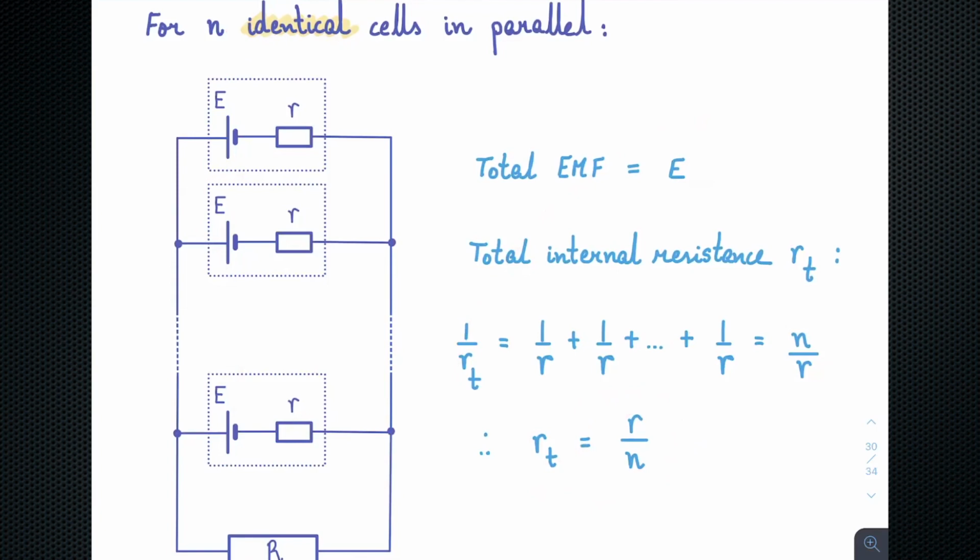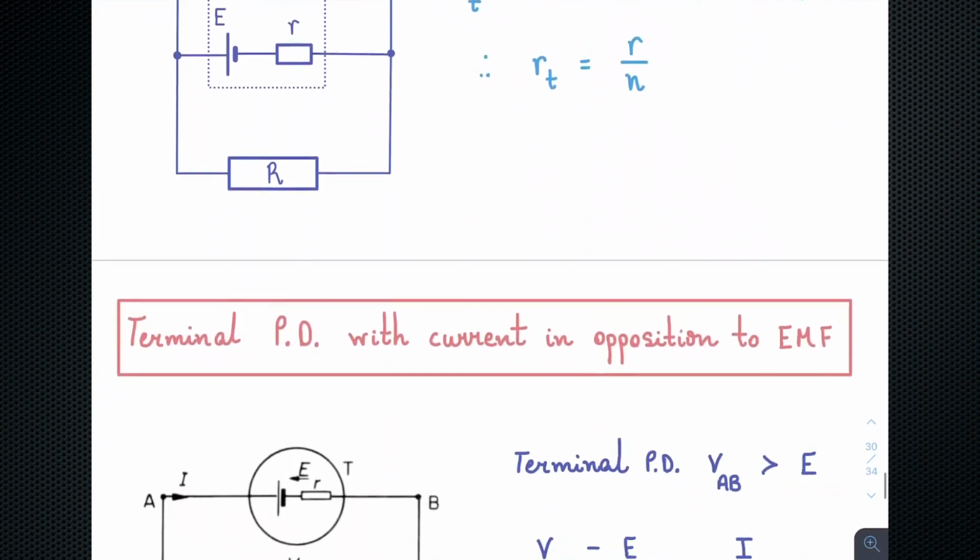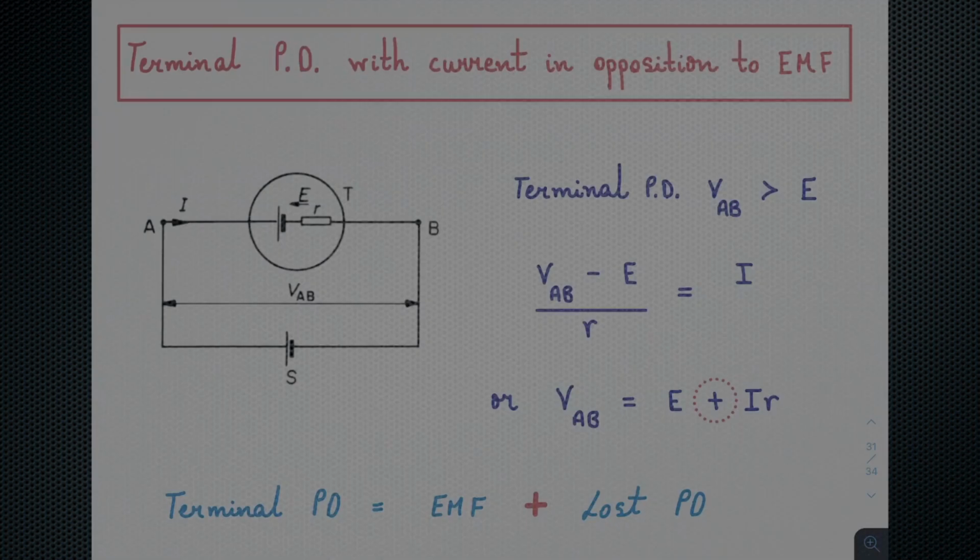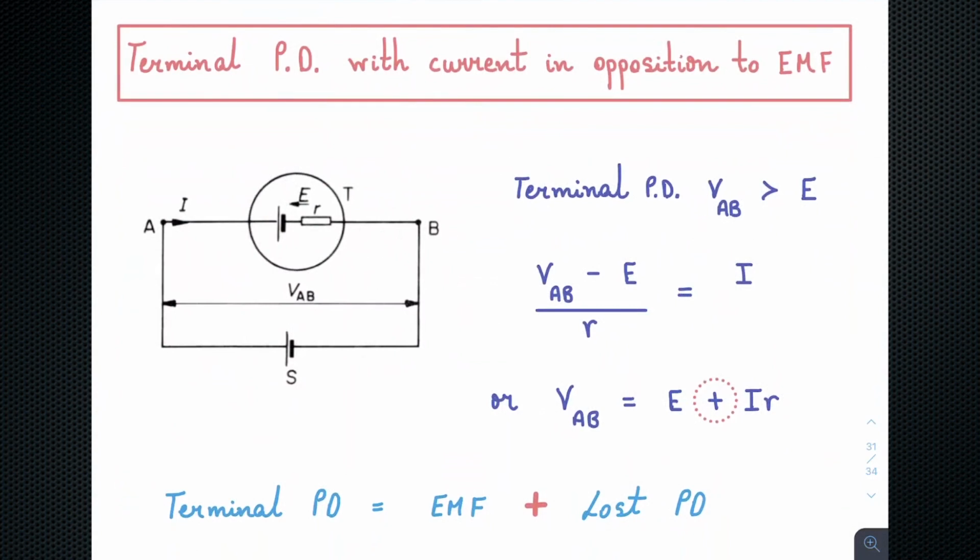Now, let us consider two batteries connected in opposite sense to each other. In the diagram shown, the current, capital I, is being driven by battery S through battery T, in this direction. And if you look carefully at how battery T is connected, then the current is driven in opposition to its EMF. Hence the title, current in opposition to EMF.